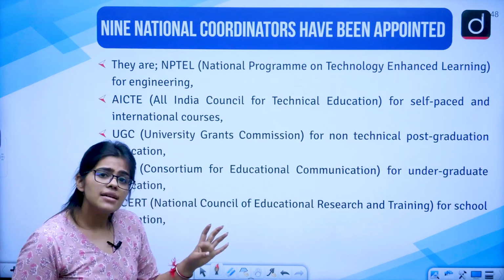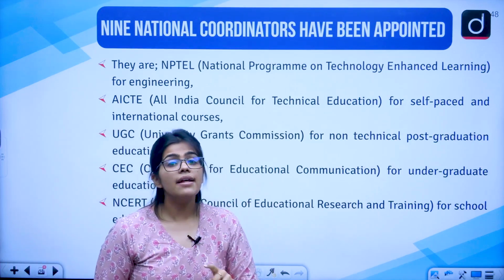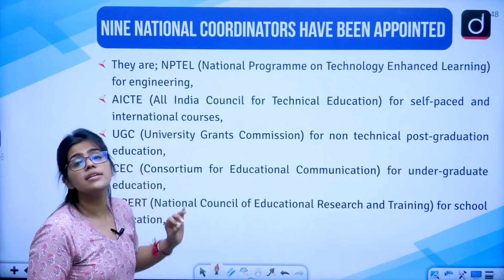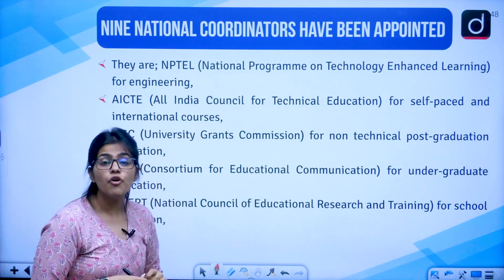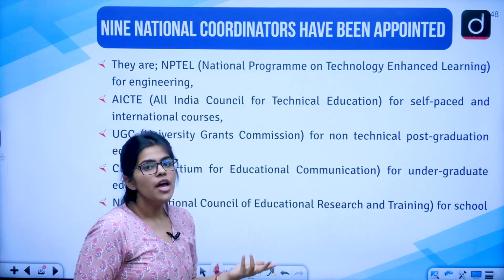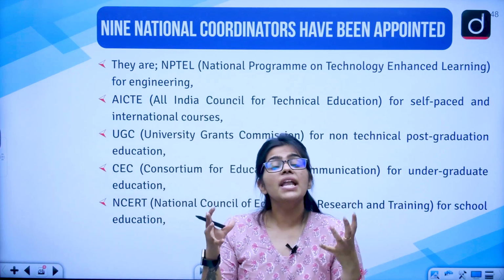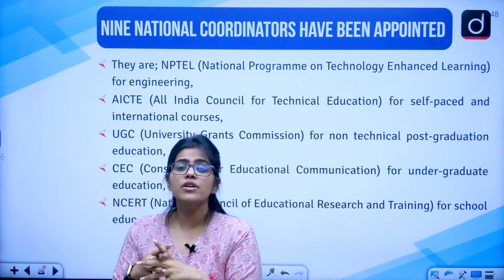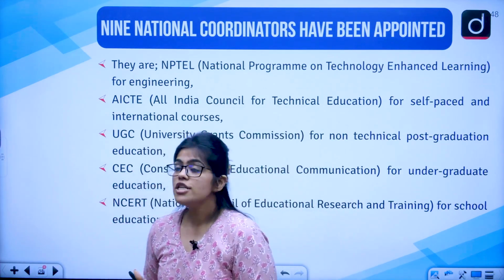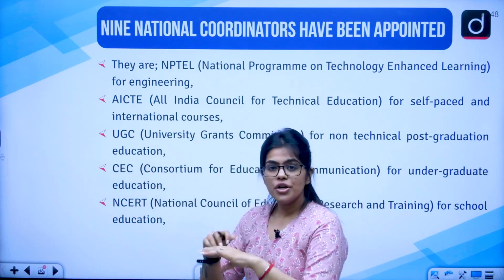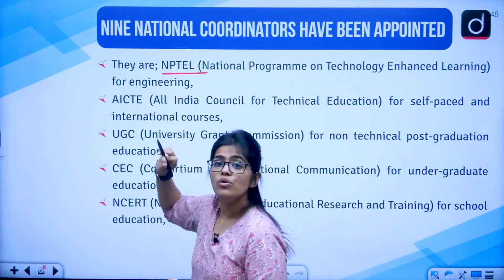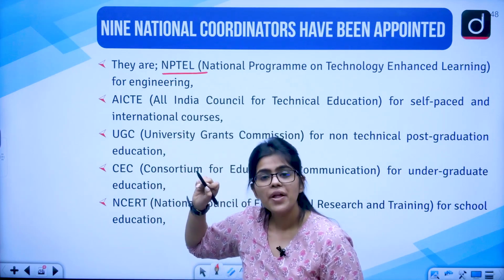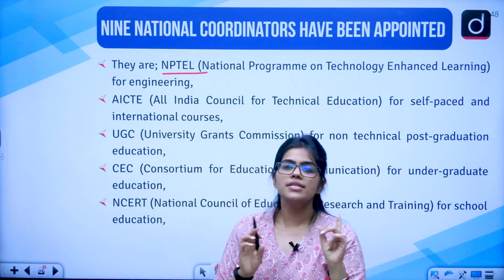Now, as there are 4 quadrants, there are coordinators also. There are 9 coordinators that have been appointed for delivering the content. You will get the content, but who will make the content? Who would be someone who will provide the content? So there are 9 apex bodies that will provide it. You should also know the full form of each of them. It is very important. You can link it with higher education.